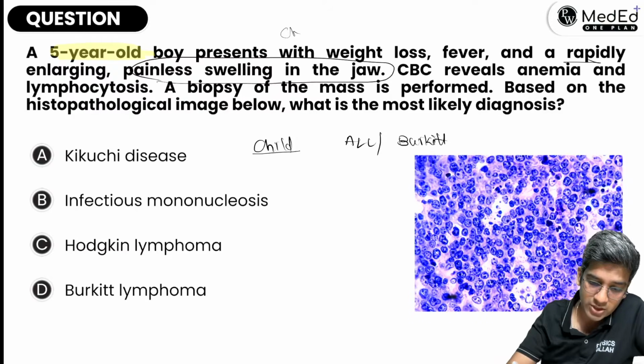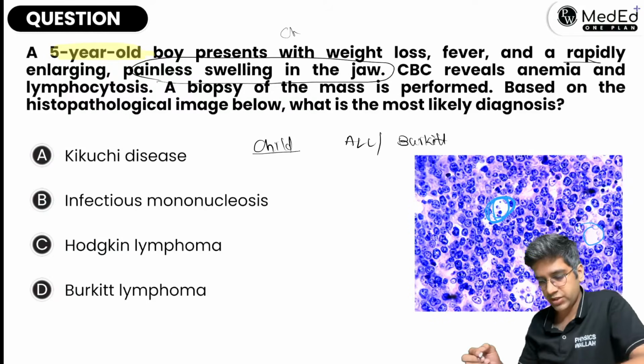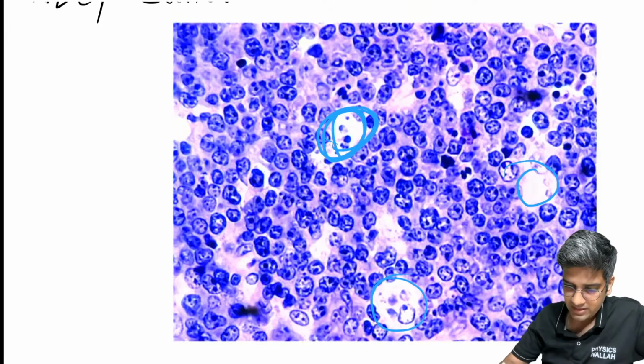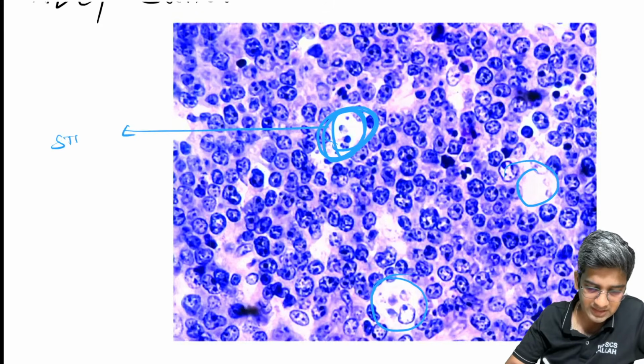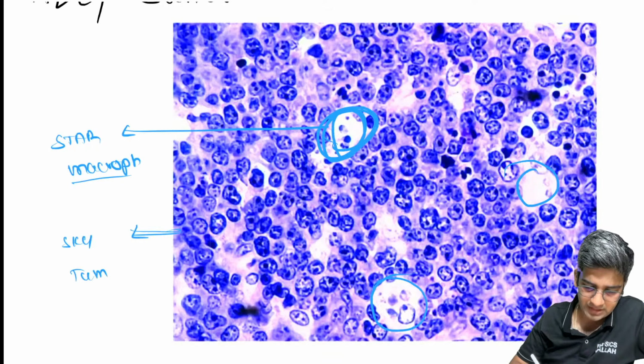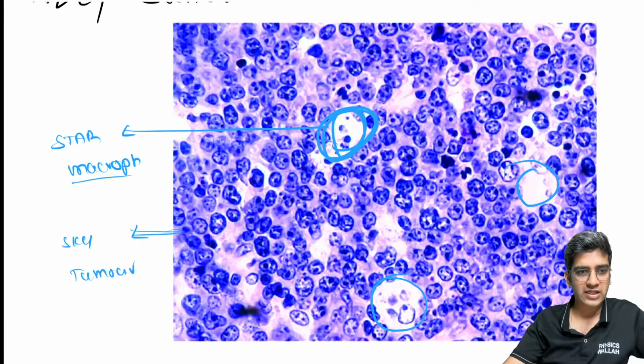If you look at this appearance, what you can see here is these clear areas. I'm sure you are able to appreciate the clear areas here, right? These clear areas are the stars of the sky. The stars of the sky are nothing but macrophages, right? These are stars, empty clear ones, and the tumor cells here are the sky part, right? The bluish tumor cells are the sky part. That's classical diagnostic of a starry sky appearance, right?